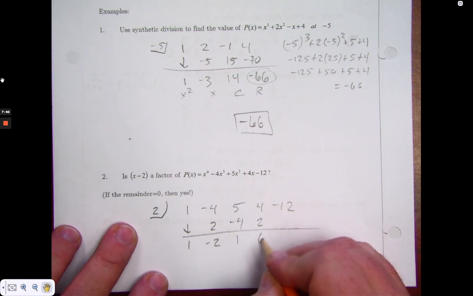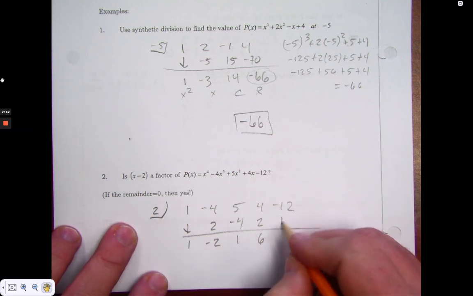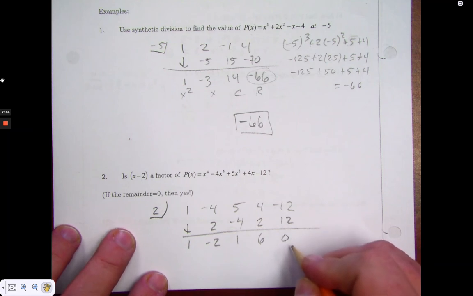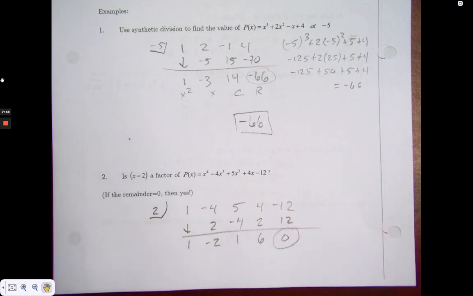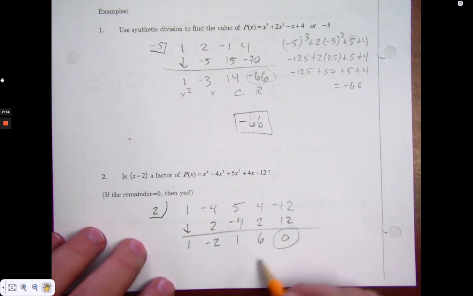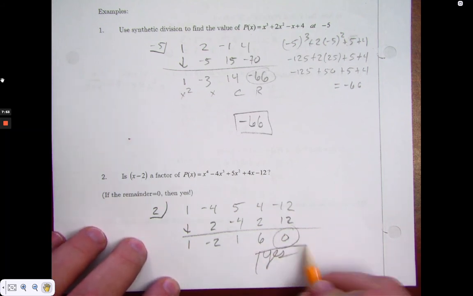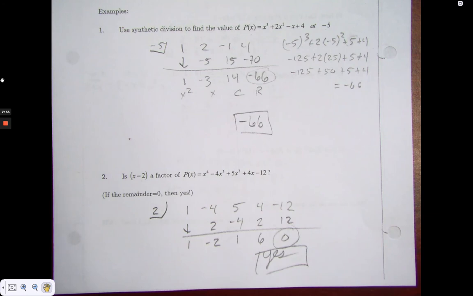4 plus 2 is 6. 2 times 6 is 12. We get that remainder of 0, right? That's what we're looking for. That means it does factor out completely, which means, yes, it is a factor. So our final answer on that would actually be yes.